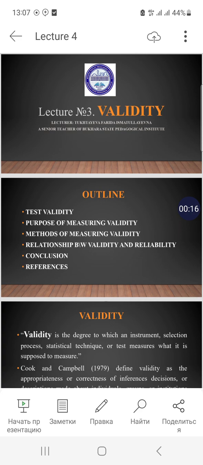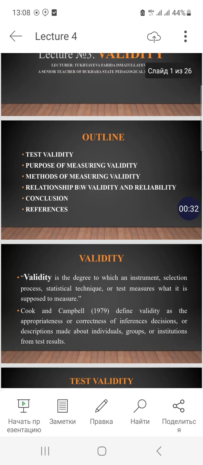Lesson outline for today: test validity, purpose of measuring validity, methods of measuring validity, relationship between validity and reliability, and conclusion. At the end of the lecture, I will give you references which you will use in the future.